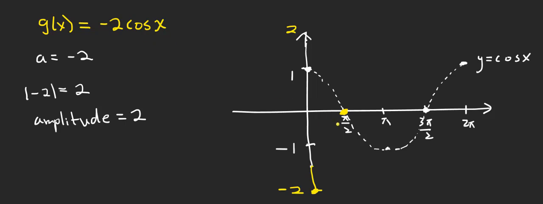Just think about it. What's cosine of pi over 2? Cosine of pi over 2 is 0. 0 times negative 2 is 0. But cosine of 0 is 1. 1 times negative 2 is negative 2. So that's why when it's 0, you start from negative 2. And when it's pi, you have to go back up to 2. When it's 3 pi over 2, it's going to be 0. And when it's 2 pi, it's going to be negative 2. So it's going to look like this.